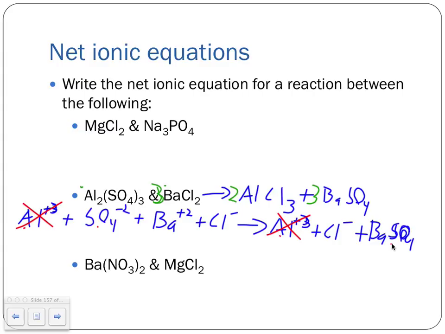It ends up part of a compound, so it is not a spectator ion. The barium, Ba2+, starts off as an ion, but ends up part of a compound. It's not a spectator ion. The chloride right here starts off as a chloride ion and ends up as a chloride ion. That one does not change throughout the reaction. That is a spectator ion.